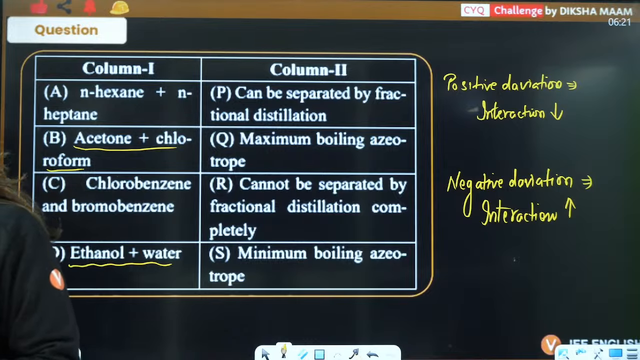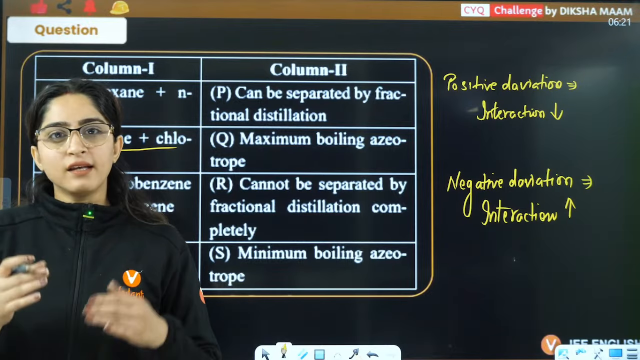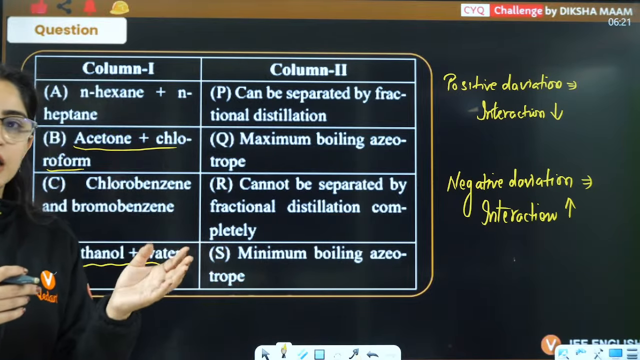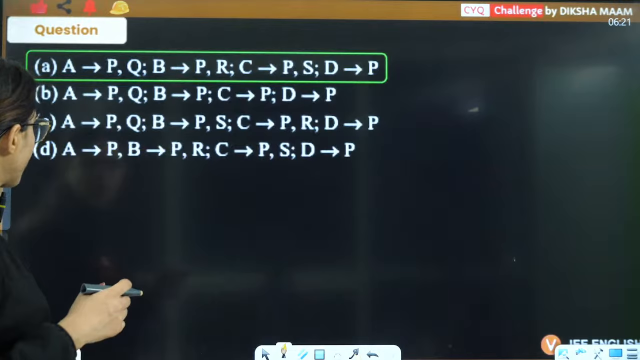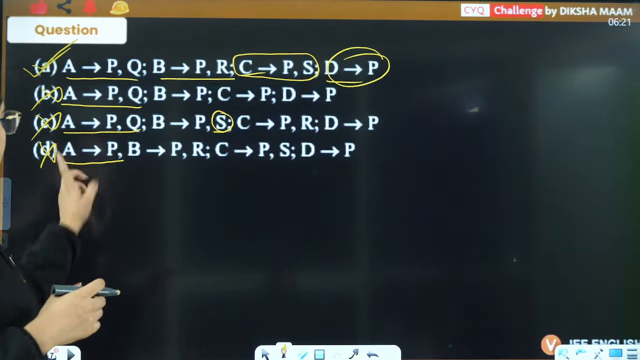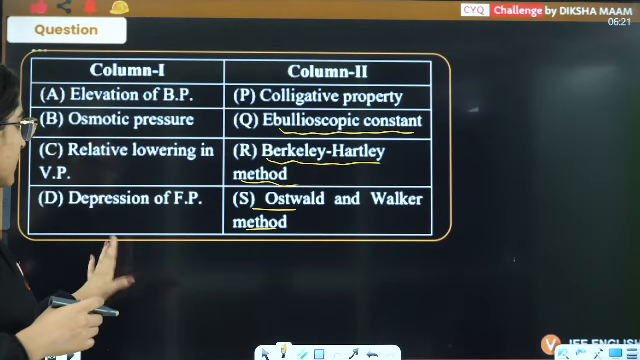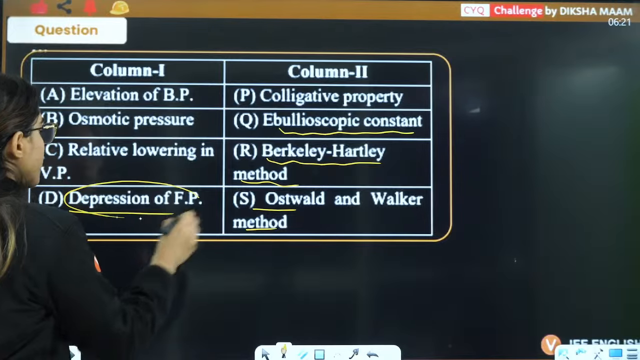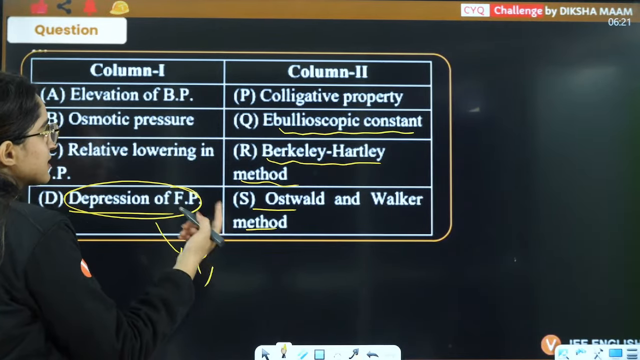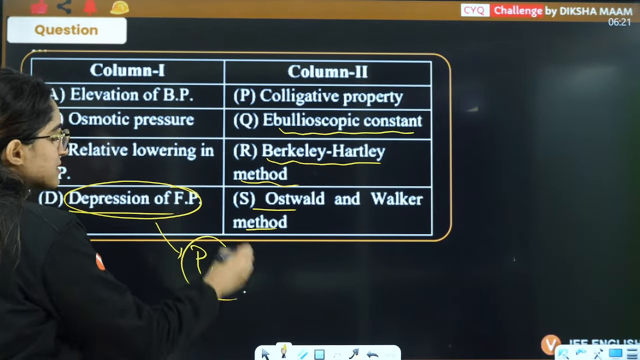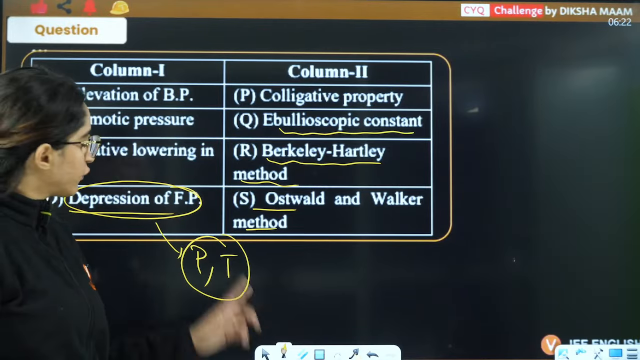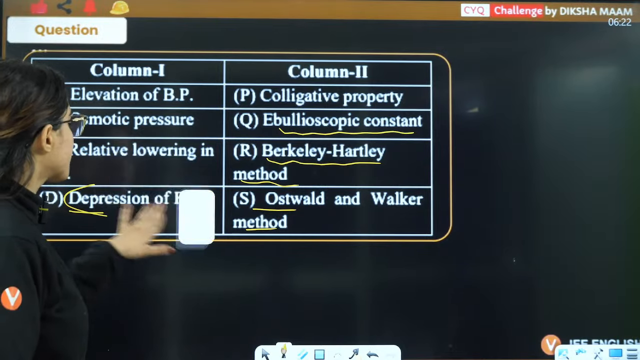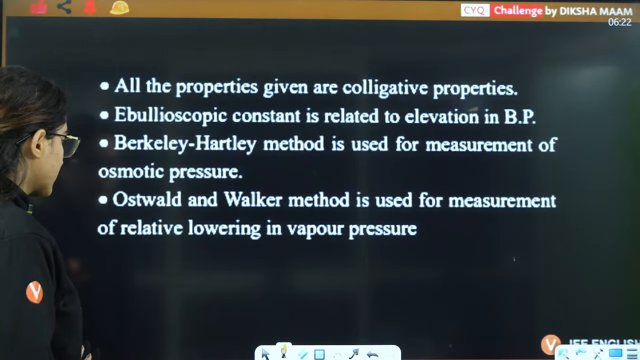Ma'am, if the cryoscopic constant is given, then the part that is related to the cryoscopic constant, you will mark it. Let's say here the cryoscopic constant is given. Then you will mark depression in freezing point as P, and let's say PQRS, T is the cryoscopic constant. Then you will mark this as P and T. So you just have to see what is related to what, and mark accordingly, right?